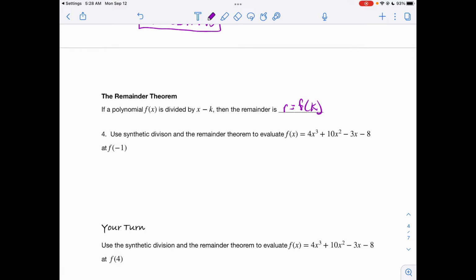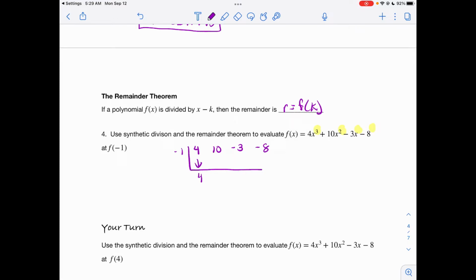So I can use this to find my function value. So we can use synthetic division and the remainder theorem to evaluate f of x at f of negative 1. What we learned in the last unit is we just replace every x with negative 1 and simplify down. So that's one technique. Now our new technique is I can take this f of x, and again, notice that my degrees are 3, 2, 1, 0, so I don't need any placeholders. And I can put that in my synthetic division, 4, 10, negative 3, and negative 8. And I want to find f of negative 1, so I put negative 1 out here. And do my synthetic division.